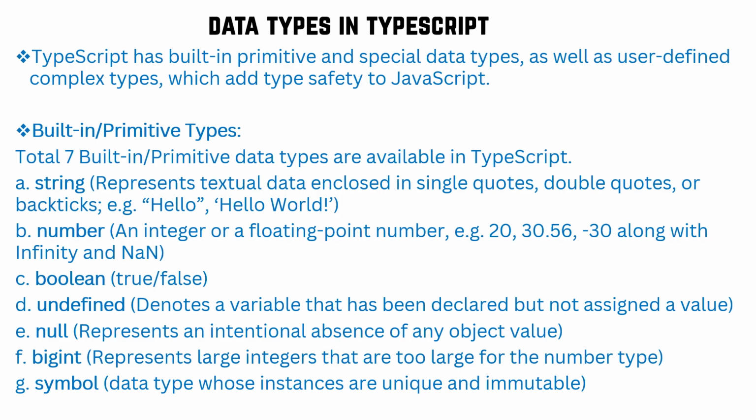Boolean is the true or false value. Undefined denotes a variable that has been declared but not assigned a value. Null is primarily an object where you define the null value. For Bigint, whenever a large number is required, we define it as a bigint with an n at the end. And symbol is a primitive data type whose instances are unique and immutable.